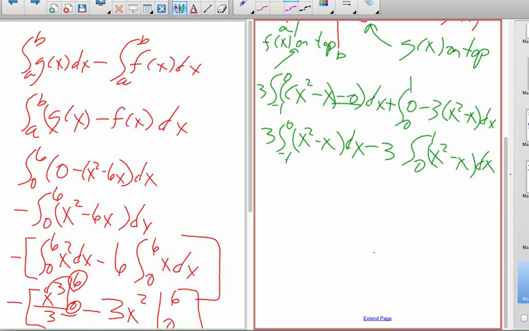X squared is going to give me x cubed over 3. So I'm going to factor my 3 out. So I'm going to end up with an x cubed over 3, and this is going to be evaluated from -1 to 0.